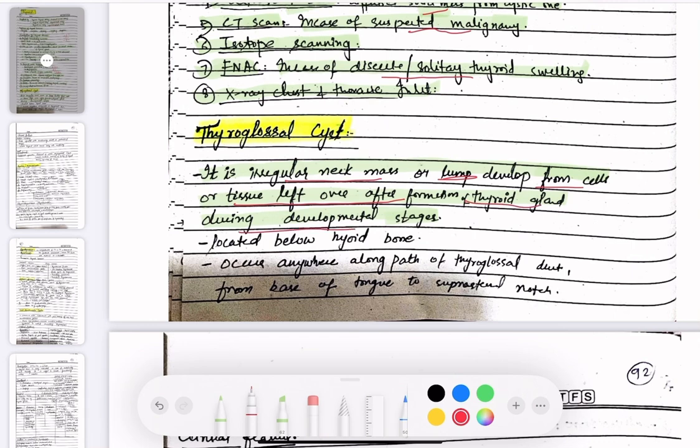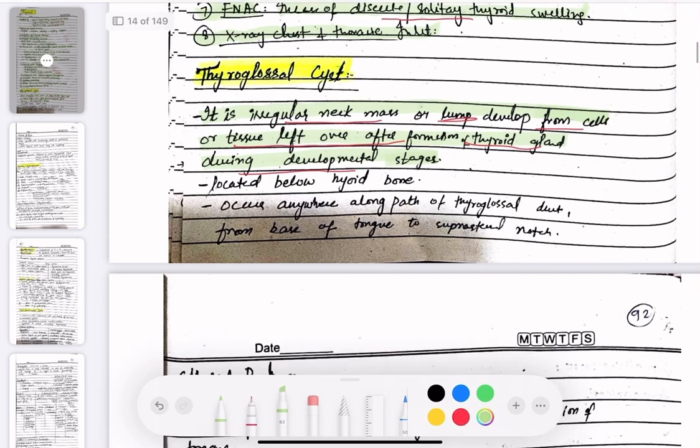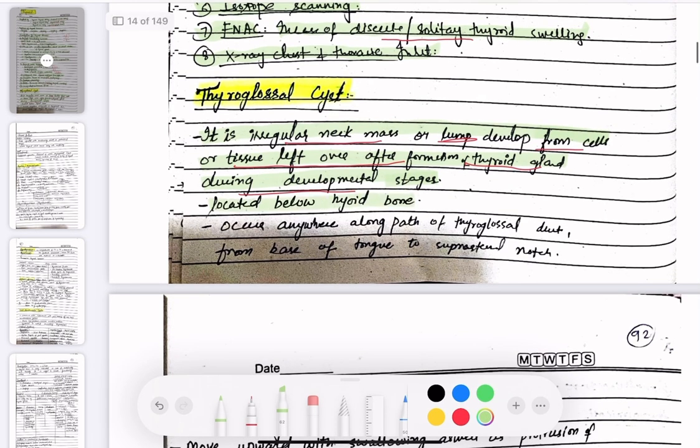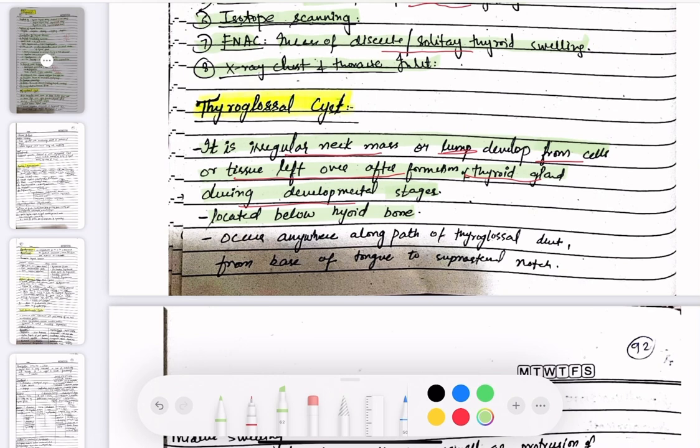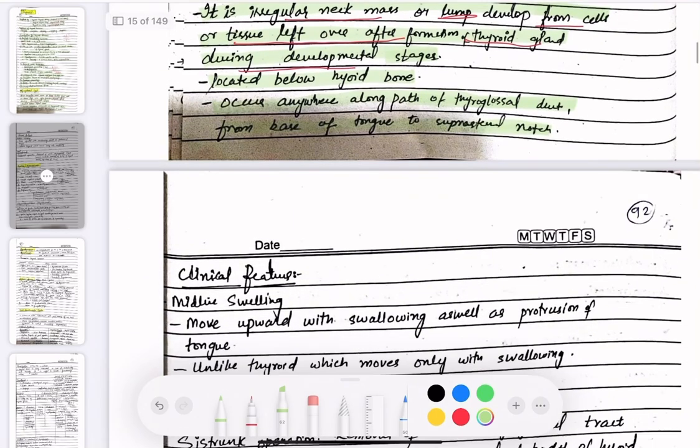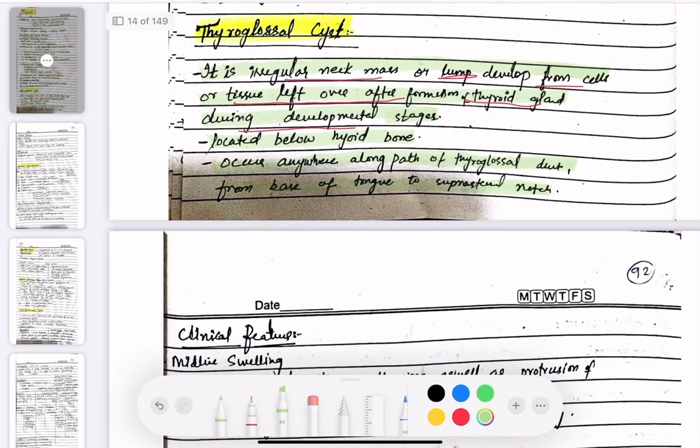Thyroglossal cyst is an irregular neck mass or lump which develops from the cells or tissues left over after formation of thyroid gland. And it is located below the hyoid bone. Okay, thyroglossal cyst is located below the hyoid bone. It can occur anywhere along the path of the thyroglossal duct from the base of the tongue to the suprasternal notch.